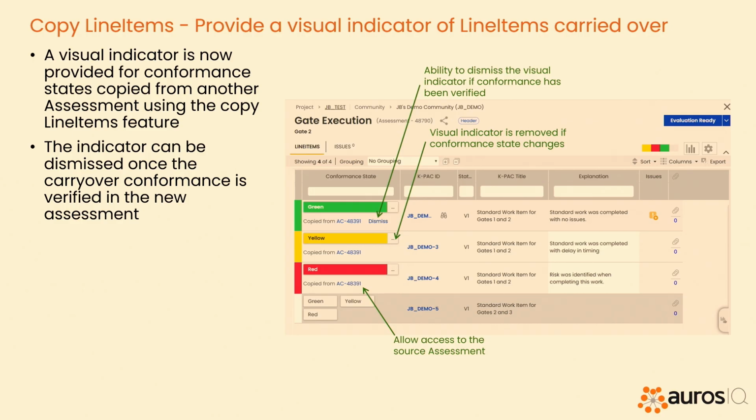Also, if you're like, hey, okay, I get it, it's been copied, I don't want to see the note anymore, you do have the ability to manually dismiss that message by hovering over that line. That dismiss message will pop up, and you can click it, and it will remove that message for you. Also, if in the process of your work you end up updating the conformance state for one of the copied line items, then that message will also remove itself automatically.